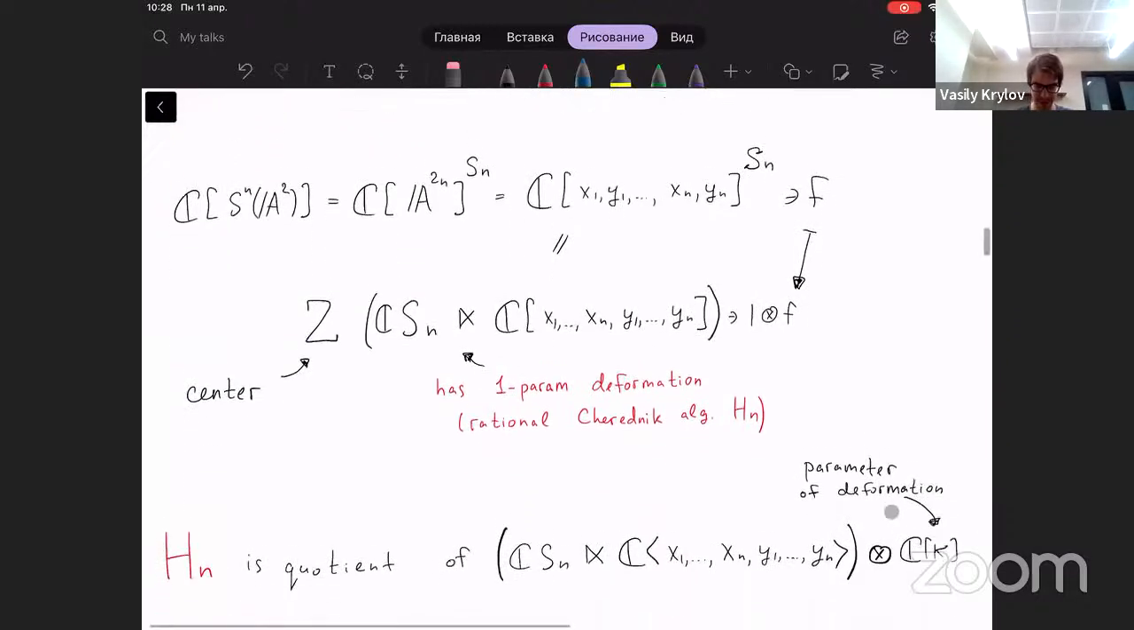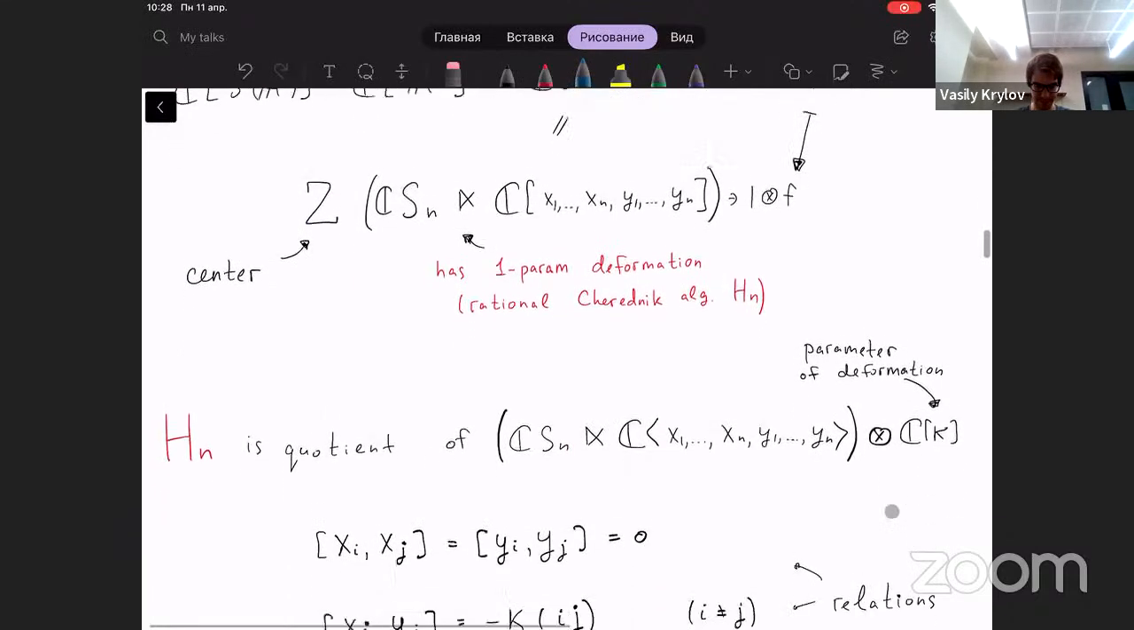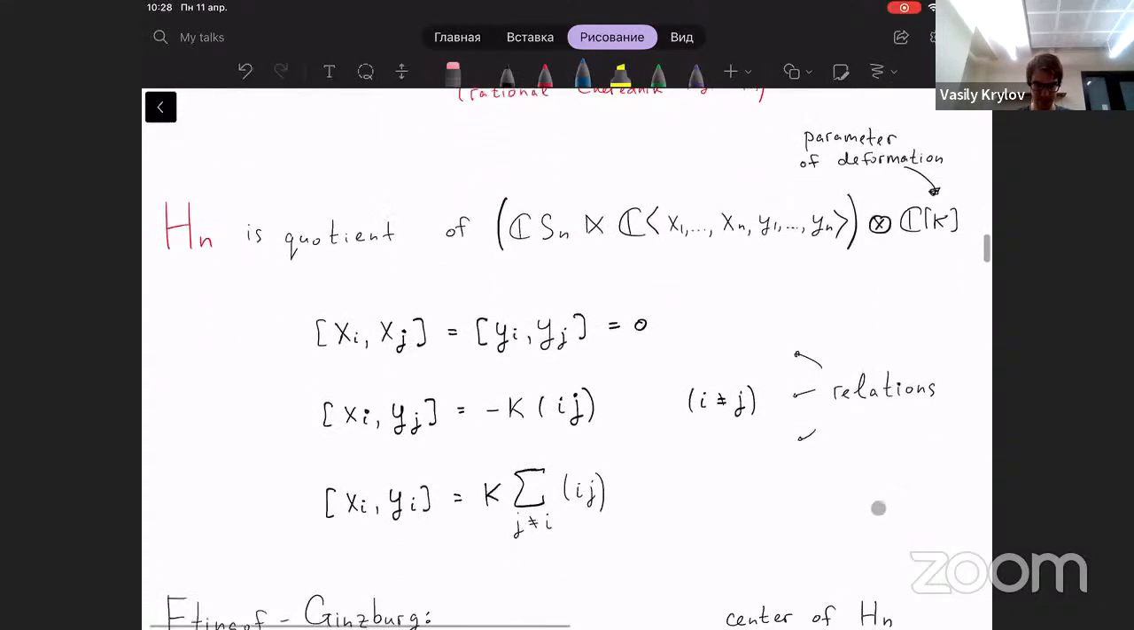Okay, let me then define this rational Cherednik algebra. So Hn is a quotient of the semi-direct product of C of Sn and C of x1, ..., xn, y1, ..., yn. The difference now is that the brackets are like angle brackets, so these variables do not commute now. And we take a tensor product with C of kappa. Kappa is just a formal variable, the parameter of our deformation.